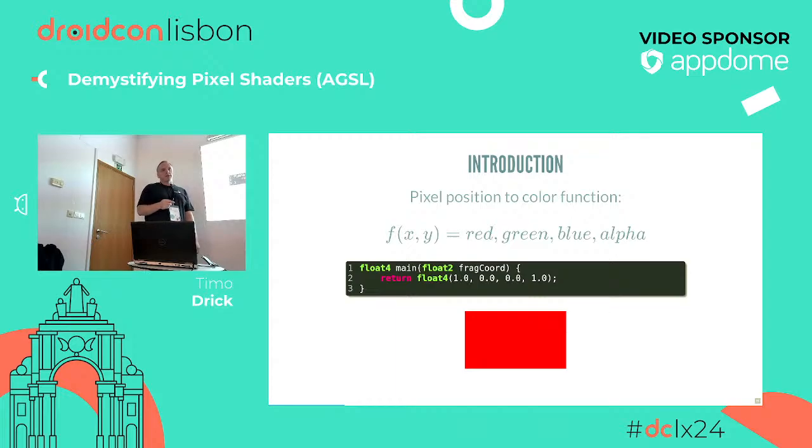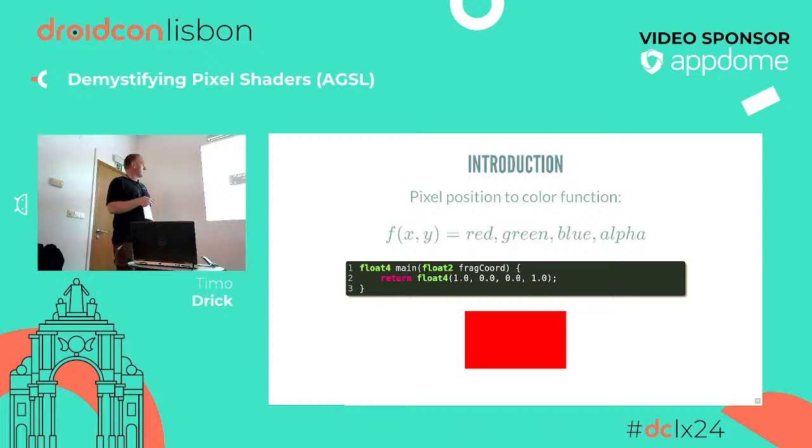And you return an RGB value, so red, green, blue, and an alpha channel. As you may have already noticed, we have these float4 and float2 types. It's kind of a vector, or an array in Kotlin or Java. So there are two values inside of this fragCoord variable: the first one is x and the second one is y.